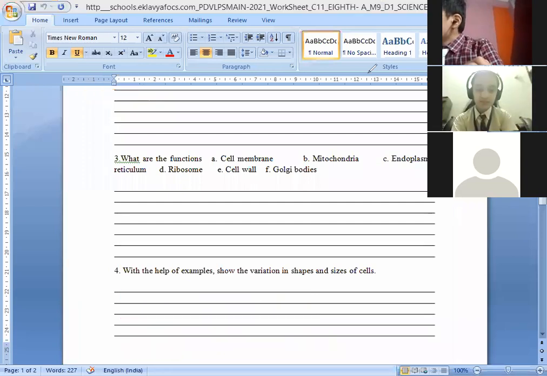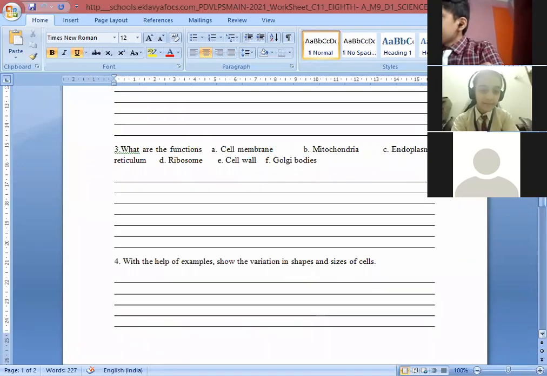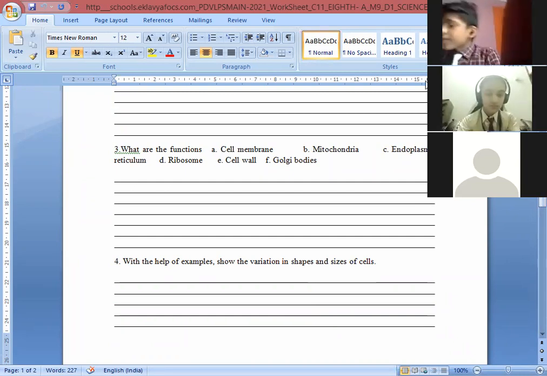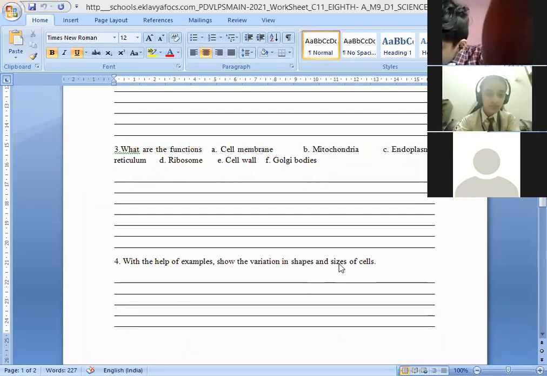So how does it vary, shape and size. Already you have seen that all cells have different sizes and different shapes. First of all, you can tell about the shape. What is the shape of the bacterial cell, nerve cell, cheek cell? That you have done already. And the size of the cell.